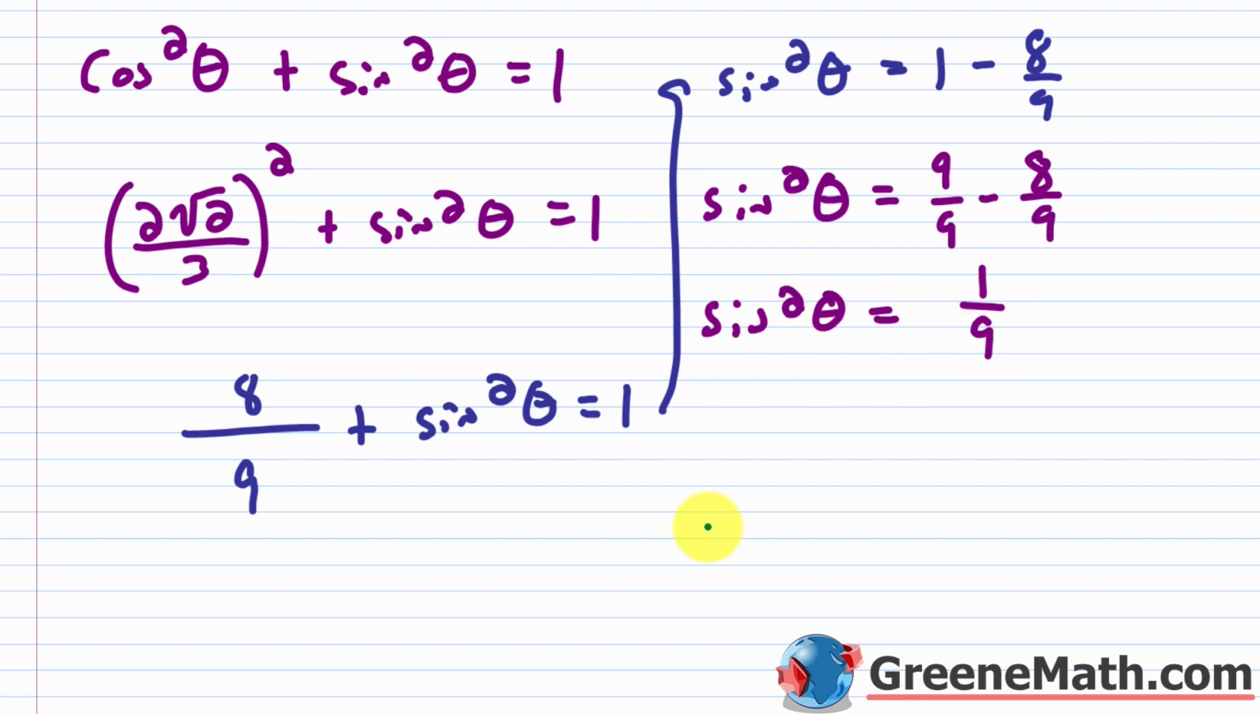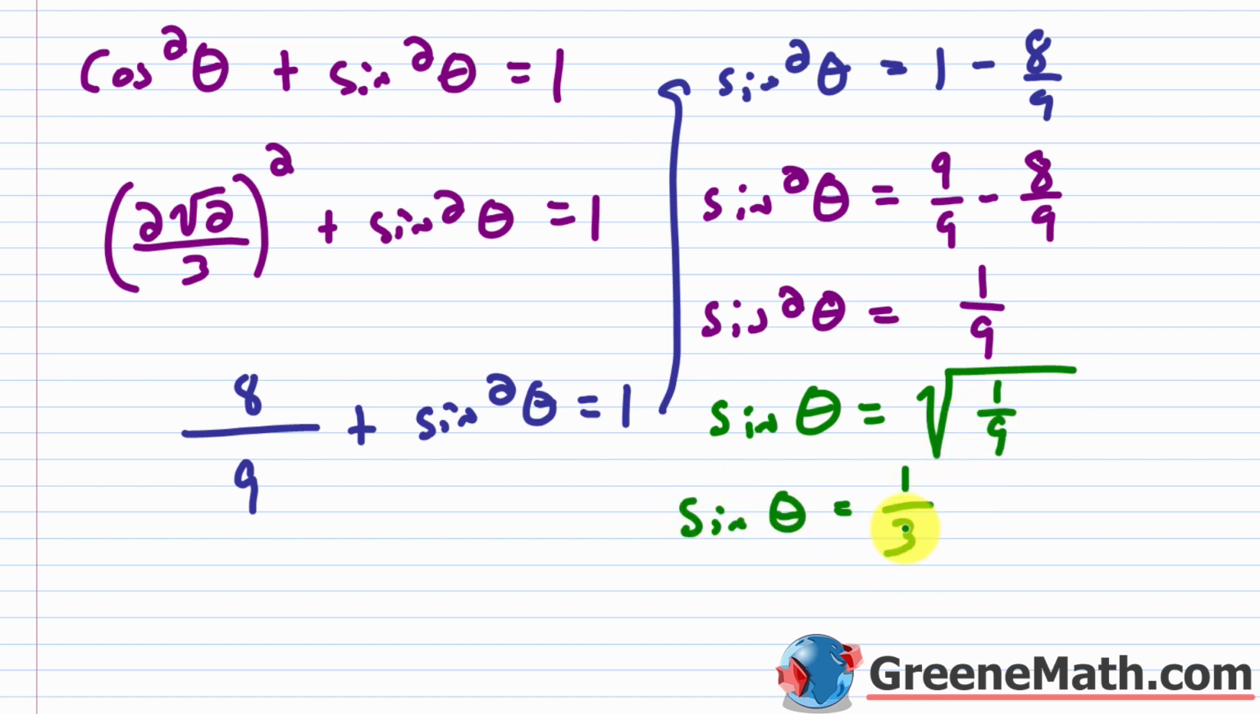Now from here, in order to get rid of this squaring operation, I'm going to take the square root of each side. Normally, you do the plus or minus on the right-hand side, but because we're in quadrant 1, I know that sine is positive, so I want the principal square root. So the sine of theta is going to be the principal square root of 1/9. So the sine of theta is equal to the square root of 1, which is 1, over the square root of 9, which is 3.